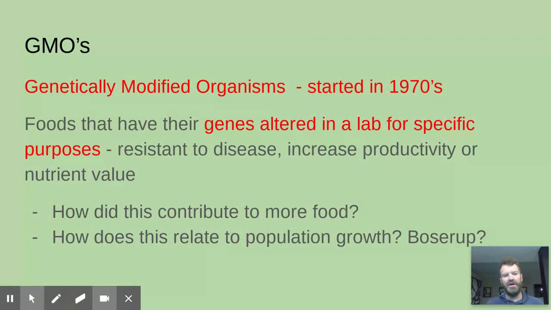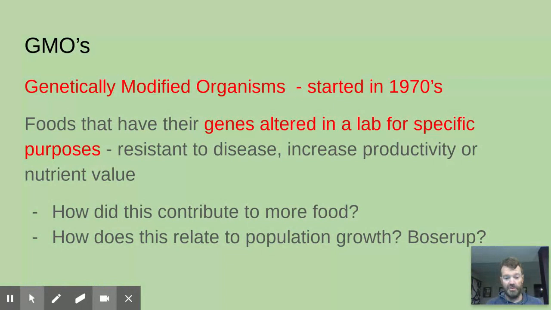Okay, so a GMO is a genetically modified organism that started like in the 1970s. These foods literally have their genes altered for specific purposes: to be drought resistant, to be resistant to disease, to increase productivity. That's all a good thing because it produces more food.